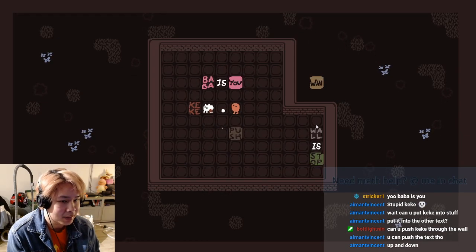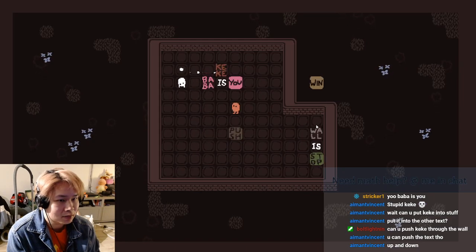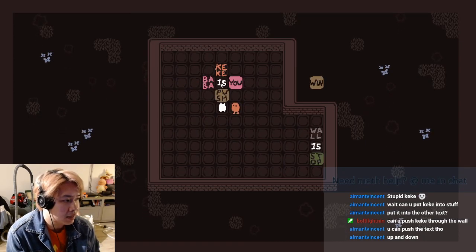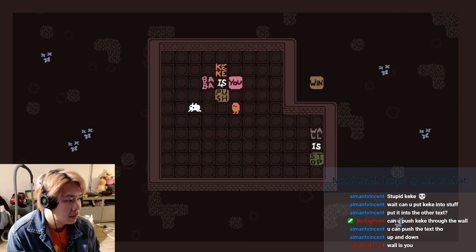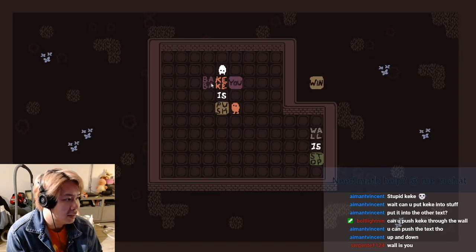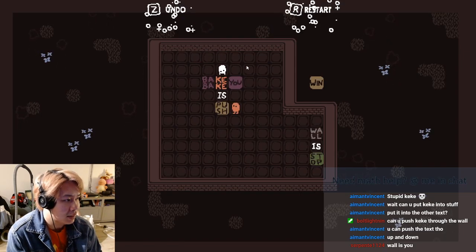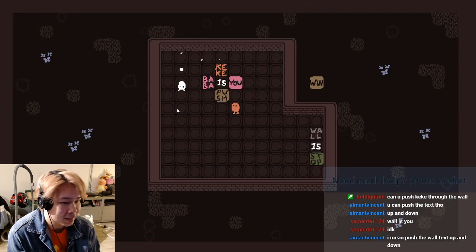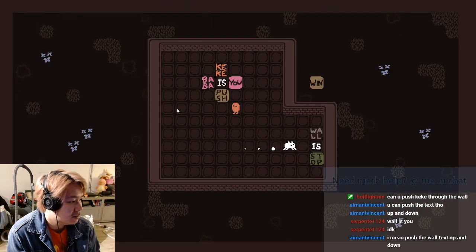I can push the text up and down. You have to be careful how you push the text, because I can't push it up and down because then I break wall is you. How do I make wall is you? Because if I push this down, then I break the Baba is you sentence, so then I lose control. Push the wall text up and down. So if I push this up, then what?